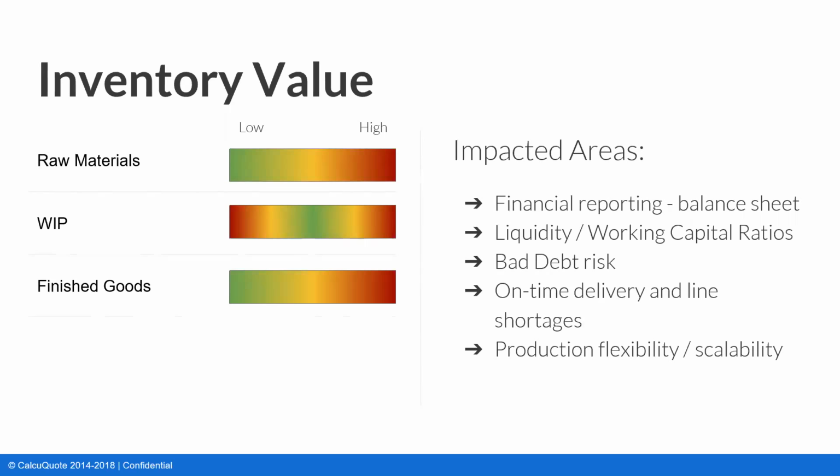Another thing to consider here is that if you have any kind of line of credit or something like that with the bank, then which category your inventory falls into, whether it's raw material, WIP, or finished goods, also matters for financial institutions. In terms of the next point here, bad debt risk, what this basically means is that the higher the amount of inventory you have, especially for WIP and finished goods, the higher the risk you're carrying for bad debt.